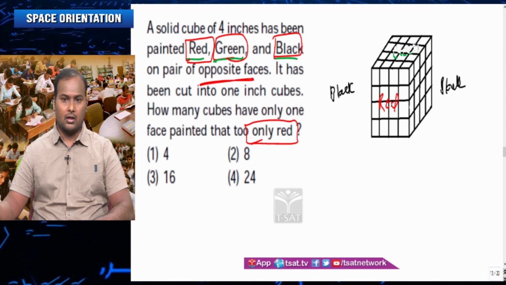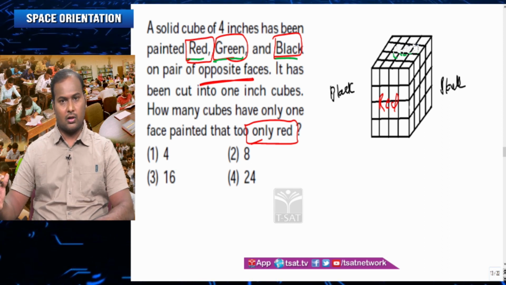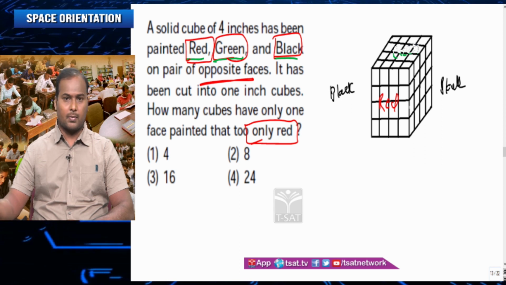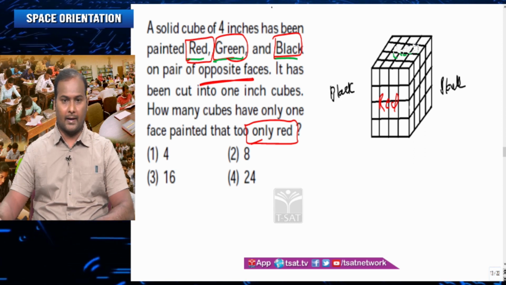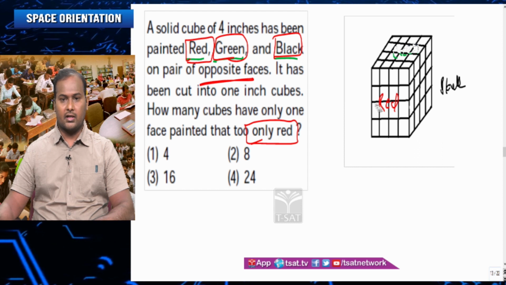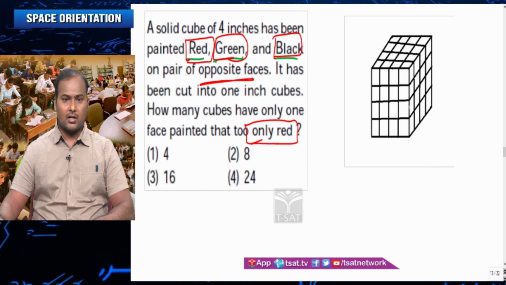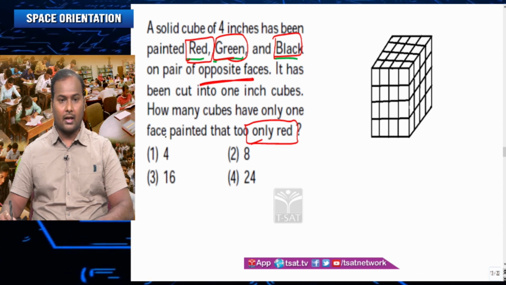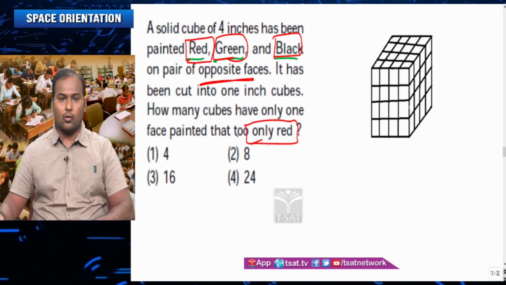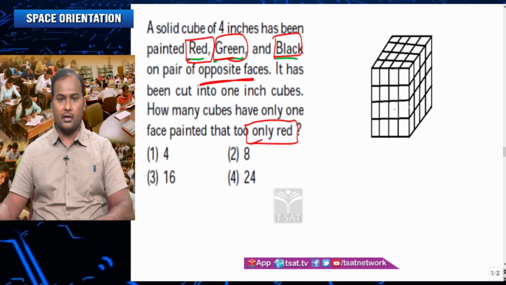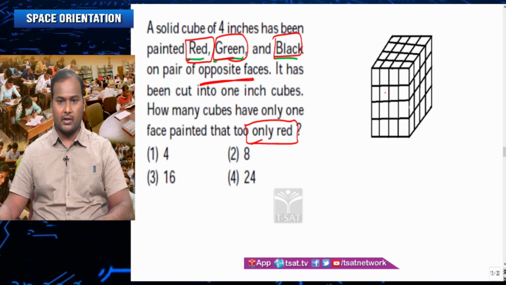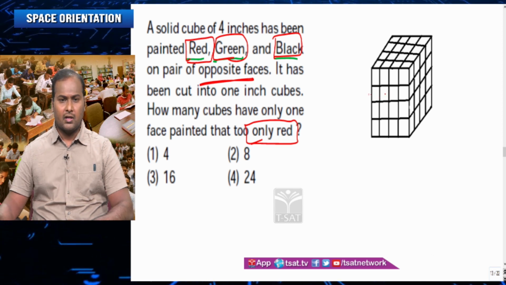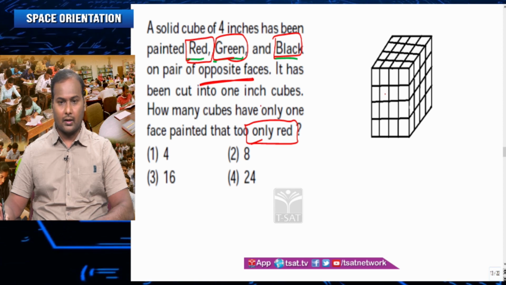Means red is front, red is back. Top is green, bottom is also green. Left is black, right will also be black. So now these are the conditions given. Now what is the question asking? He is asking how many cubes have only red face painted, the two only red. So imagine I am taking red here, front and back. So red is painted front and back. He is asking only red.